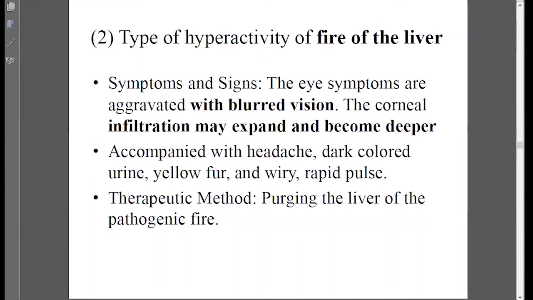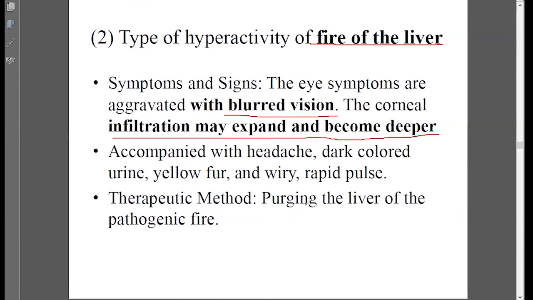Then another pattern we talk about is the liver fire pattern, internal heat movement. Other local symptoms: feel some dryness, an uncomfortable feeling in there, and tearing, and maybe some tears. And we can see locally some nebula in there, some ulcers in there, a little bit deeper.